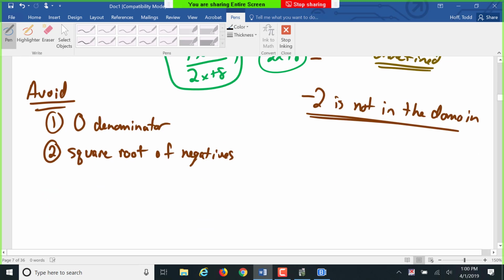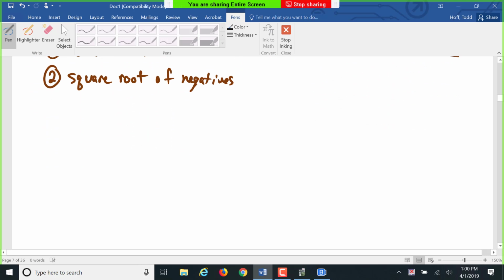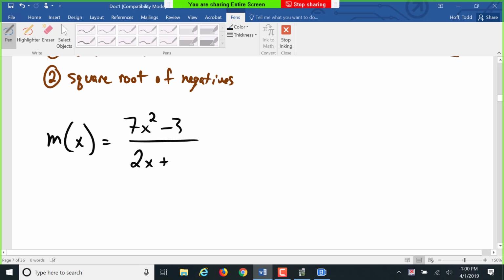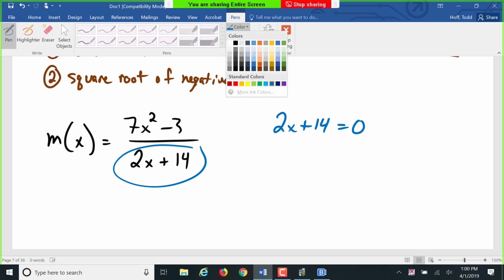So if you recall, we have a function like m of x equals (7x squared minus 3) over (2x plus 14). There are no roots in here, so I don't have to worry about square roots. But I do have to worry about 0 denominators. So I take my denominator, 2x plus 14, and set it equal to 0. And we just solve this like any other equation.